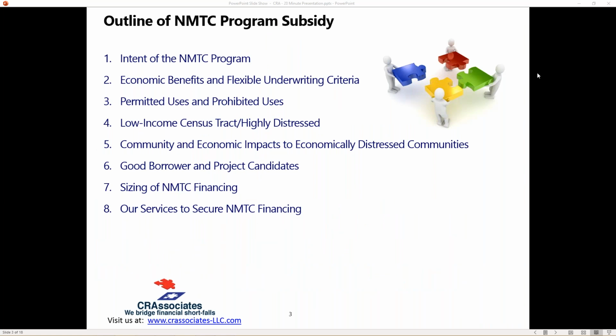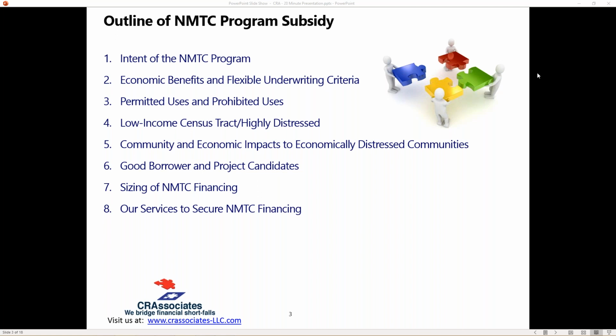In this webinar, we will discuss the intent of the program, as well as the economic benefits to a borrower, which can be in the form of either a forgiven loan or a non-forgiven loan, and each loan has additional favorable and non-traditional economic terms, and the borrower is also able to benefit from flexible underwriting criteria. There are several permitted uses of New Market Tax Credit financing, but there are a few prohibited uses. The program requires that the borrower project be located in a low-income census tract, and the more economically distressed the census tract, the more likely a borrower is to obtain New Market Tax Credit financing.